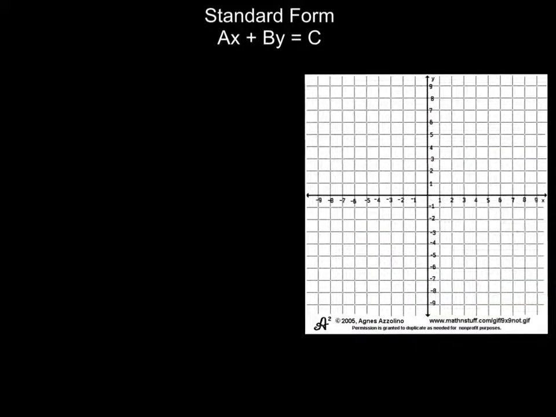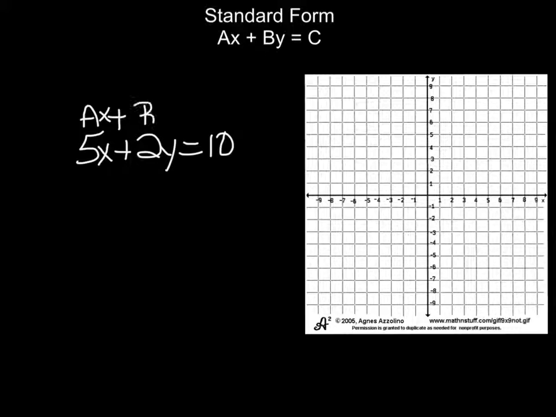The last thing that we are going to talk about today is standard form. Standard form is ax plus by equals c. Okay, let's take a look at an example of that. If we have 5x plus 2y equals 10, that is standard form. Here is ax, the 2 would be your b, and c would be your 10. Ax plus by equals c.